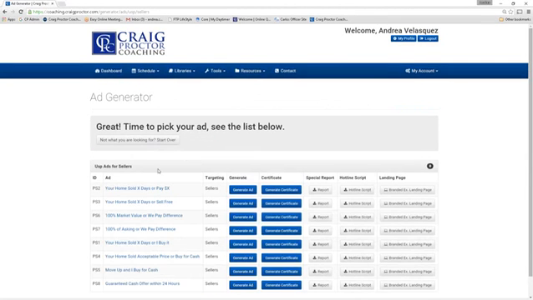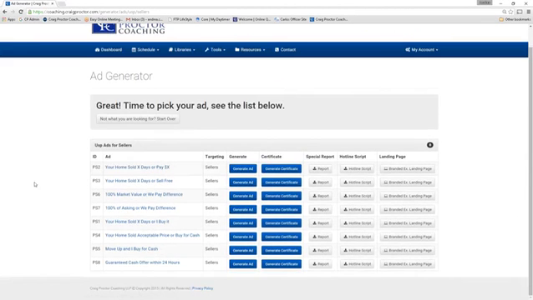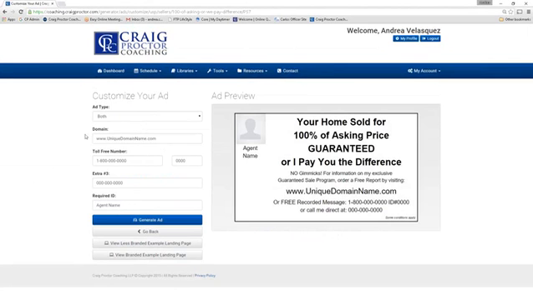Go to that ad generator, select your target market. Okay, so we want to go down to, we could do market value, that's PS6, but let's go to PS7. If we click on PS7, how about this one right here? So Linda, imagine your offer being "your home sold for 100% of your asking price or more, guaranteed, or I'll pay you the difference."